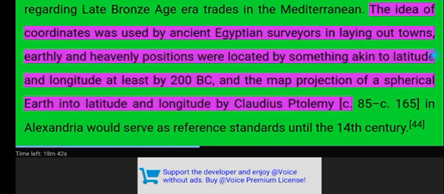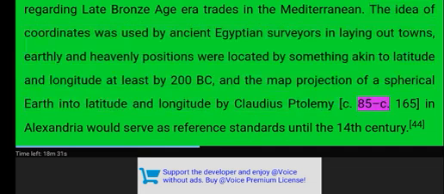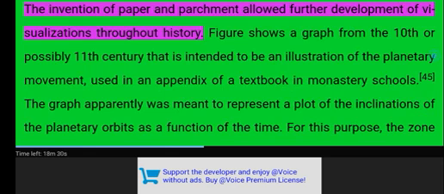The idea of coordinates was used by ancient Egyptian surveyors in laying out towns. Earthly and heavenly positions were located by something akin to latitude and longitude at least by 200 BC, and the map projection of a spherical Earth into latitude and longitude by Claudius Ptolemy circa 85 c. 165 in Alexandria would serve as reference standards until the 14th century. 44. The invention of paper and parchment allowed further development of visualizations throughout history.